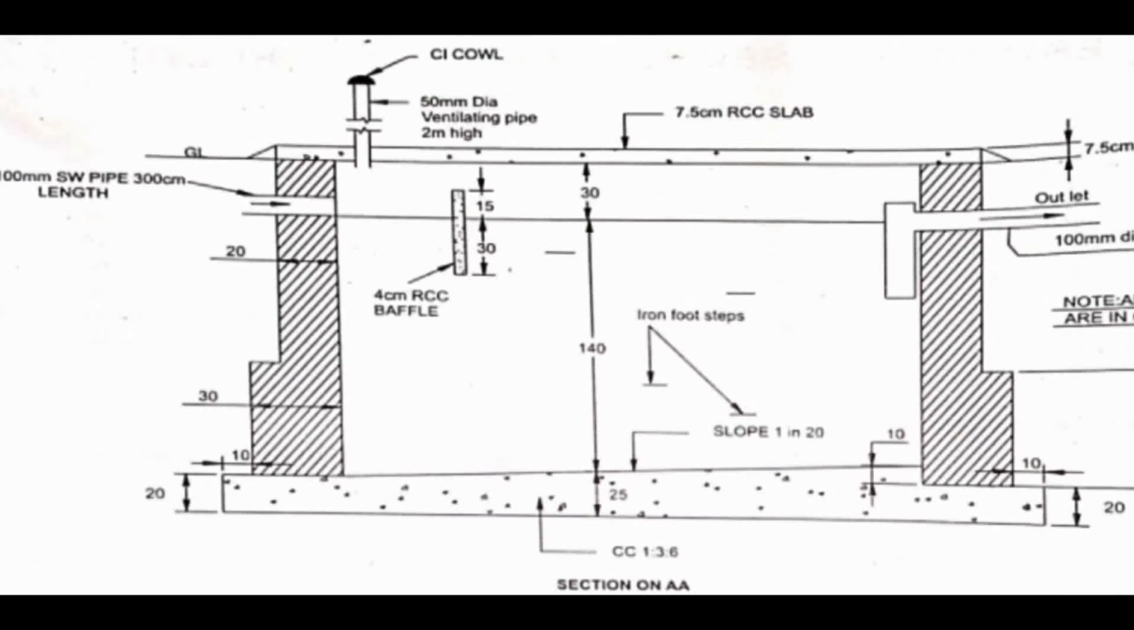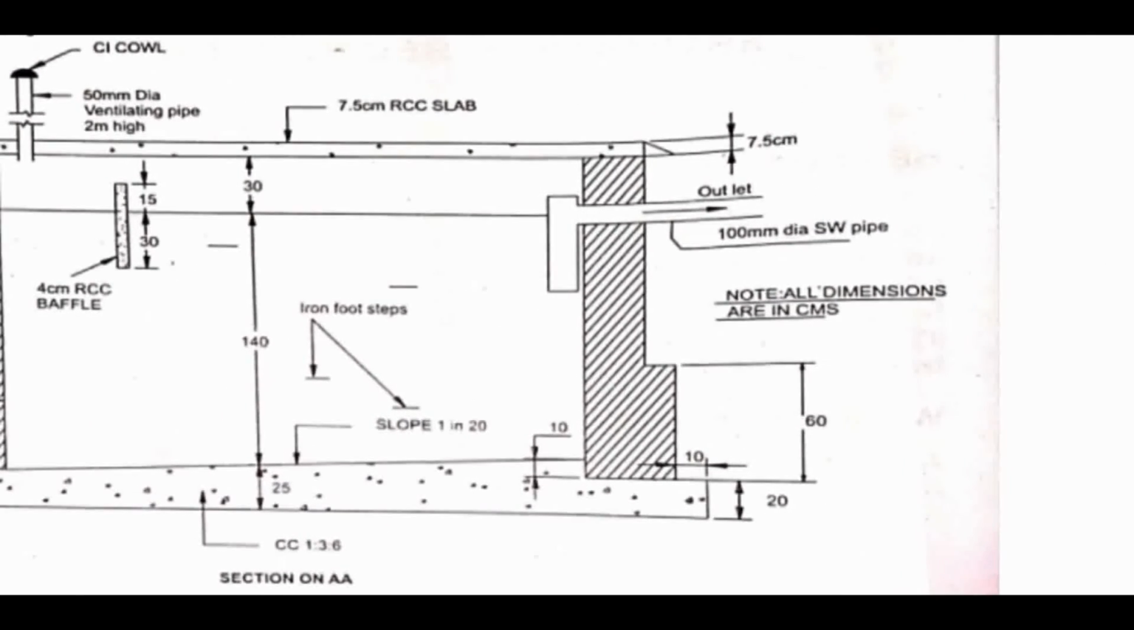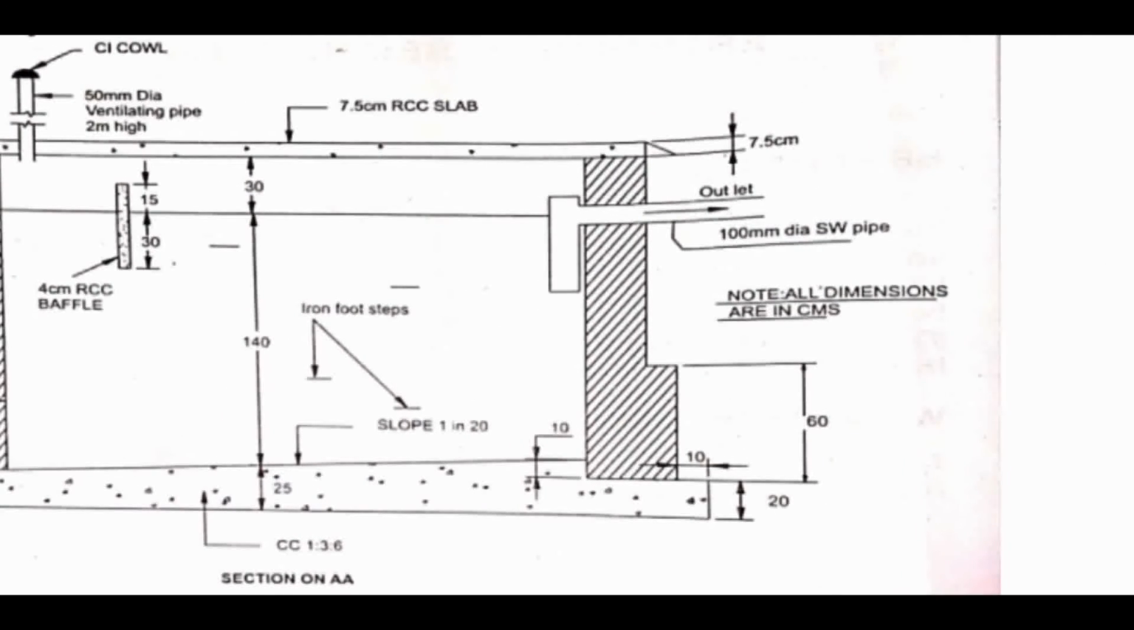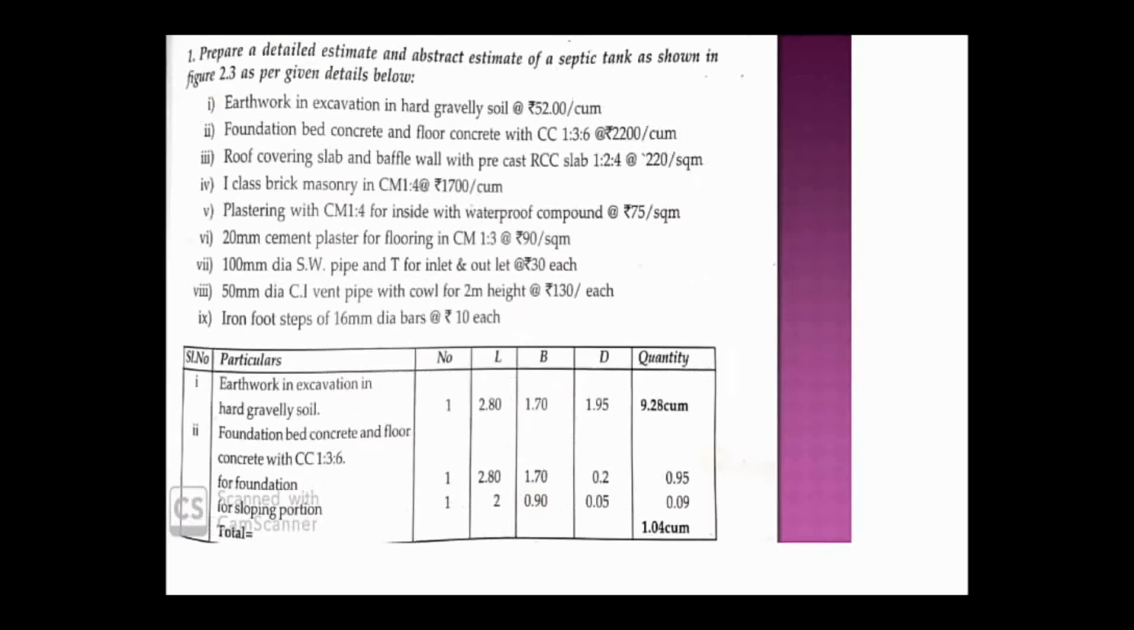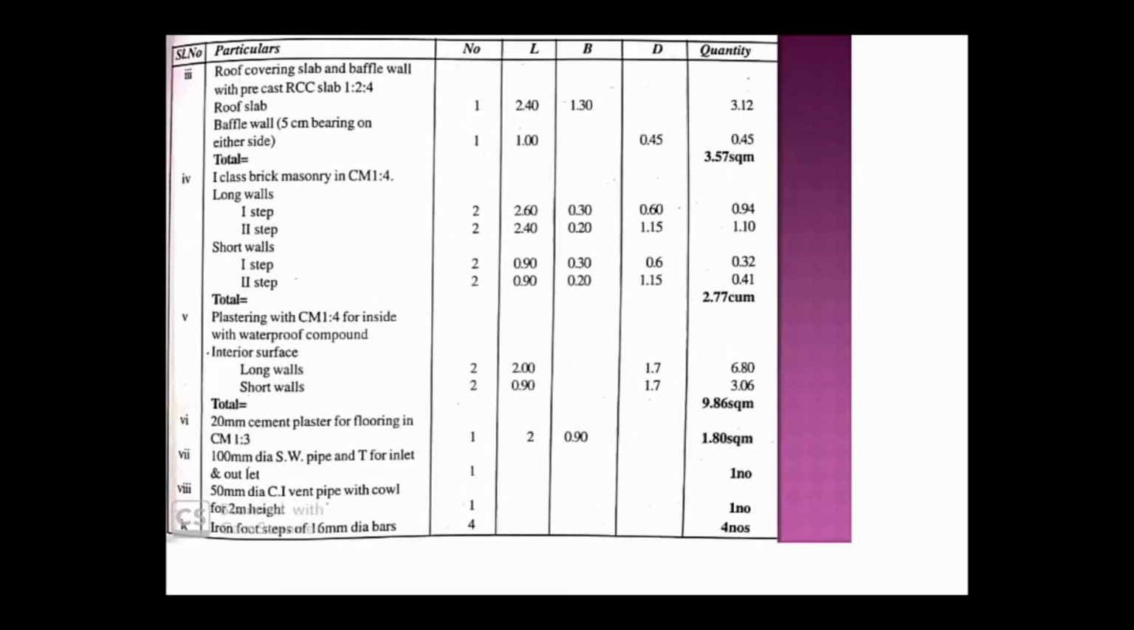And the depth you have to find out, right? Here you can see on this side the depth they had given for the first step, that is 60. 60 is the depth of that particular wall. If I take the bottom step portion as the first step, then the depth is 60. So for the first step, long wall 2 numbers, the length is 2.6, inside to inside 2 meter plus thickness, 0.3 is the thickness, that is breadth, and 0.6, that is 60 they had given, that is your depth, right?